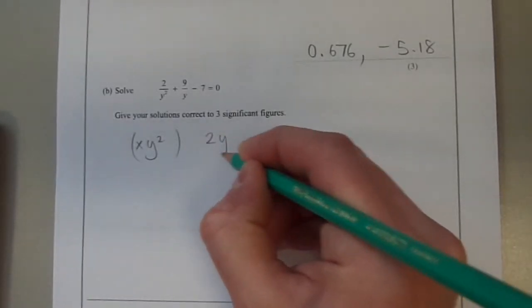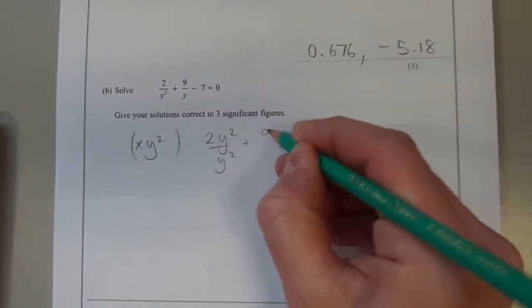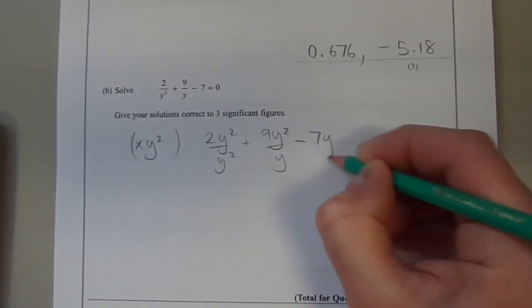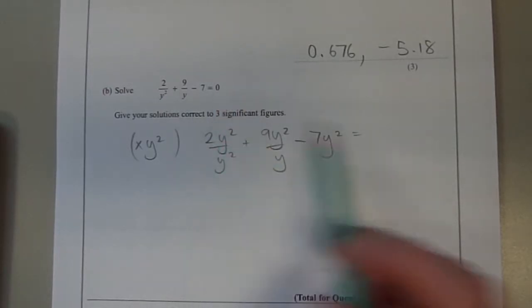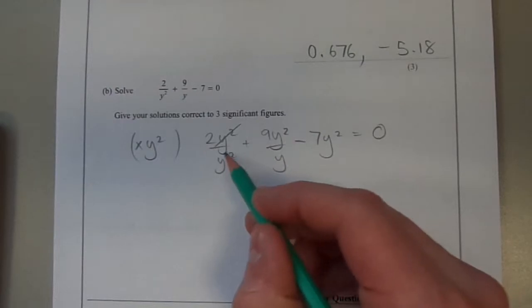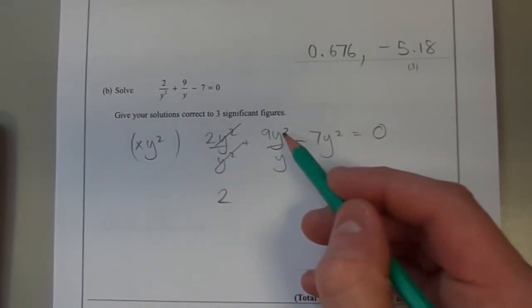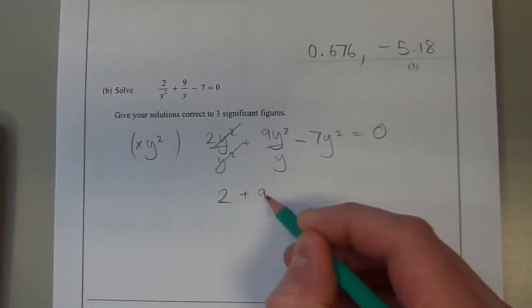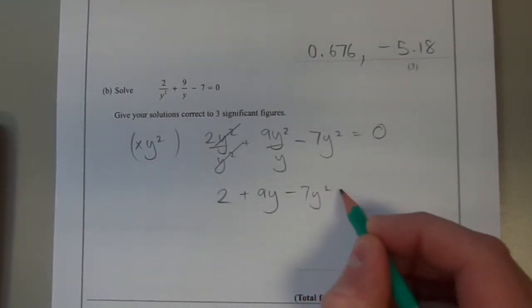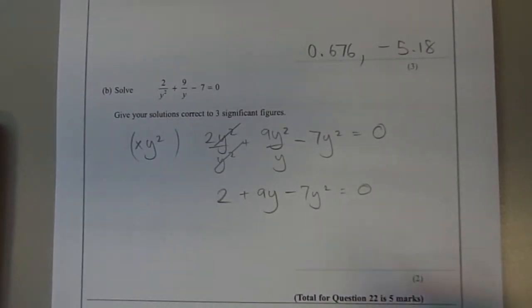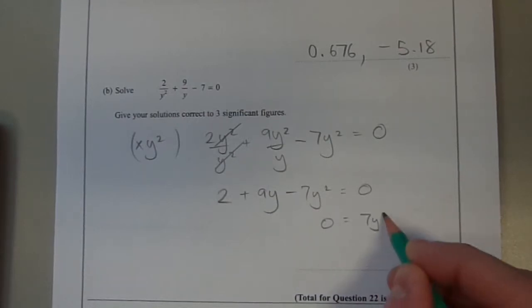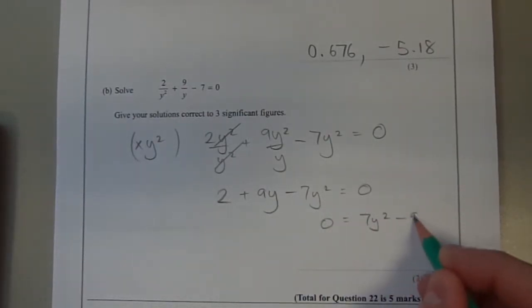So we get 2y squared over y squared plus 9 over y times y squared minus 7 times y squared, and then on the right hand side 0 times y squared is just 0. The reason we do that is because the y squared cancels with that. The y squared divided by y just leaves you with y, so that's 9y minus 7y squared equals 0. And then I'm going to take everything over to the other side, just tidy it up so the y squared term is positive.